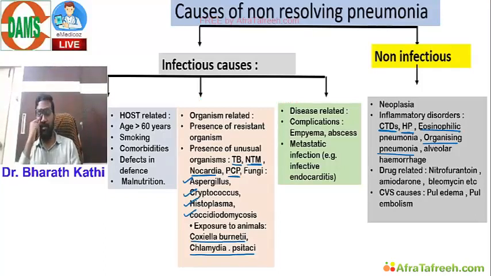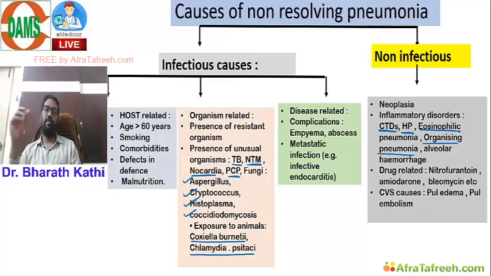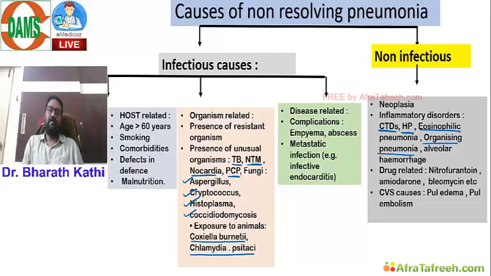They can ask non-resolving pneumonia as a 5-mark question. If there is a 10-mark question, they will ask mechanisms of HAP-VAP for 5 marks and non-resolving pneumonia for 5 marks. Generally community acquired pneumonia is a single question for 10 marks. Usually the prevention strategies or treatment of HAP-VAP is only 5 marks. So they can ask both together, non-resolving pneumonia and mechanisms of HAP-VAP or prevention of HAP-VAP, like that. The host related, organism related, disease related, and non-infectious causes, one by one we have seen.